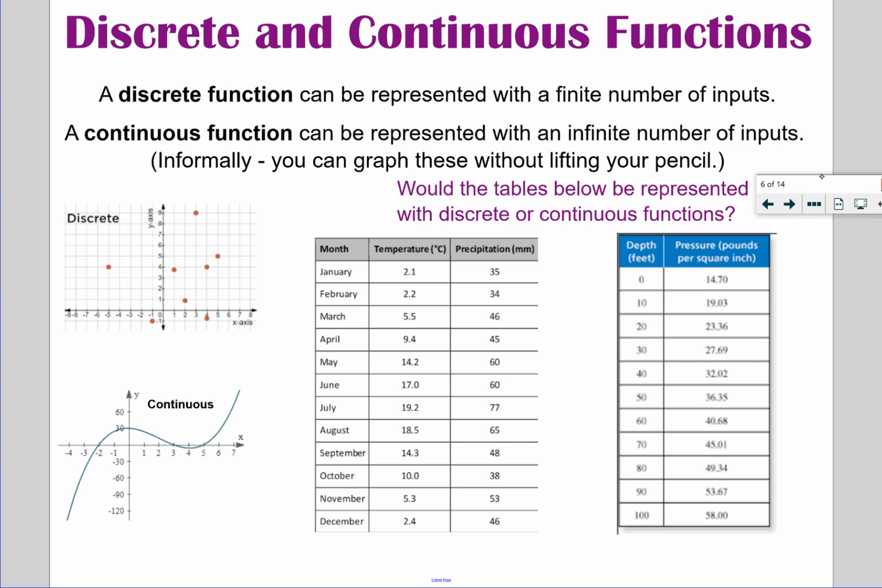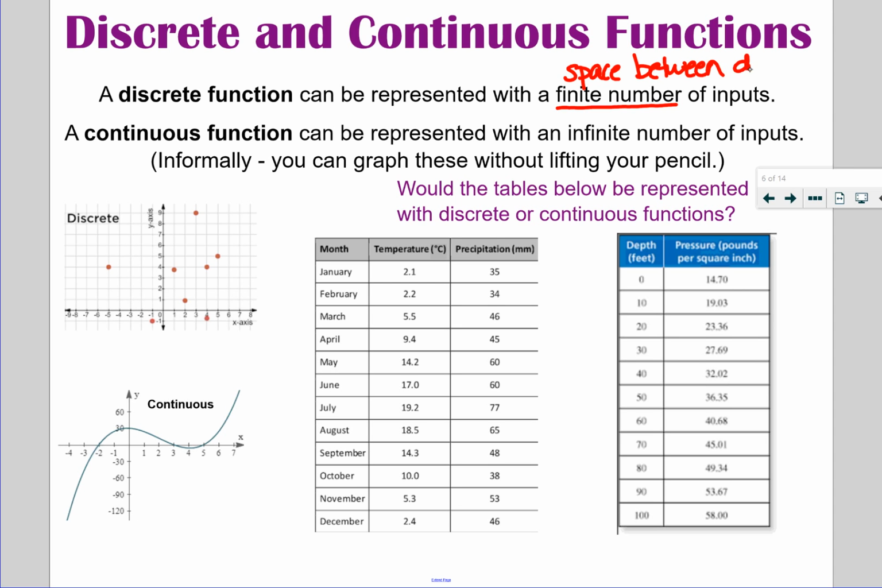Okay, moving on, the next thing that's in this lesson is discrete versus continuous functions. We've got 2 definitions here. A discrete function can be represented with a finite number of inputs. So when we say finite number of inputs, that means that there is space between our data values.